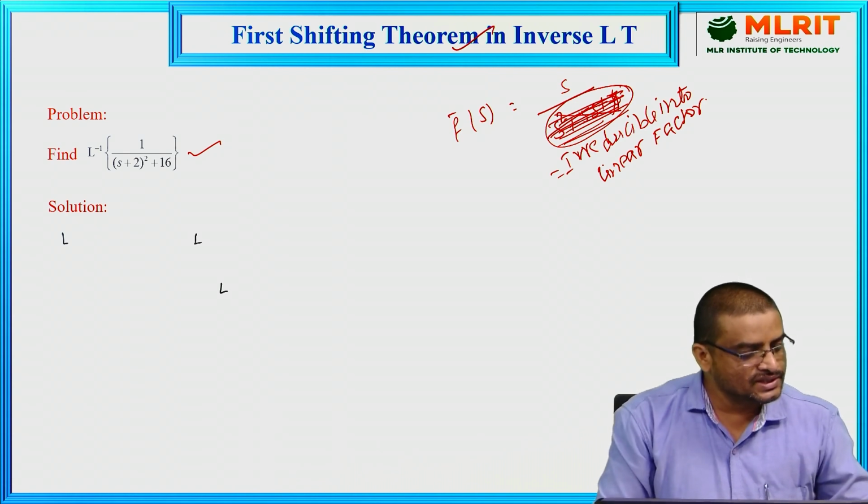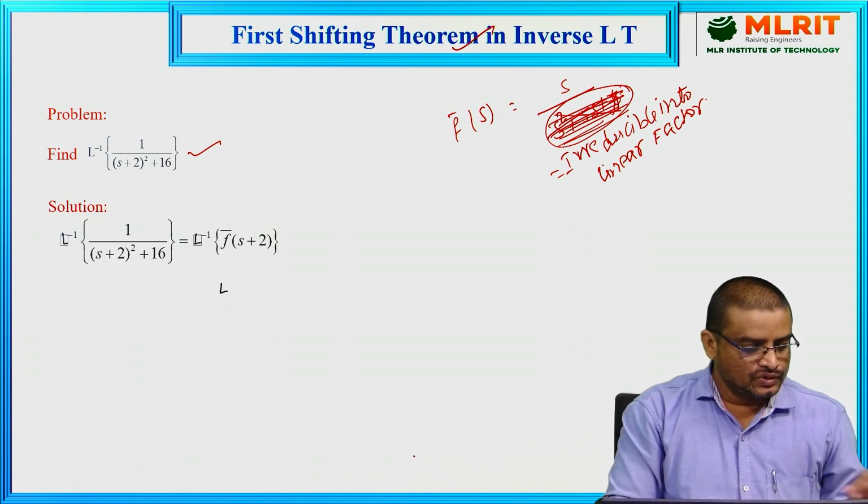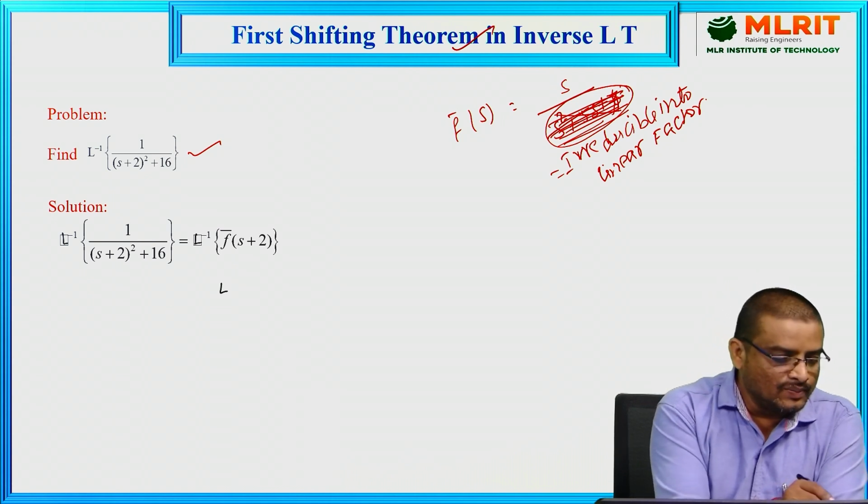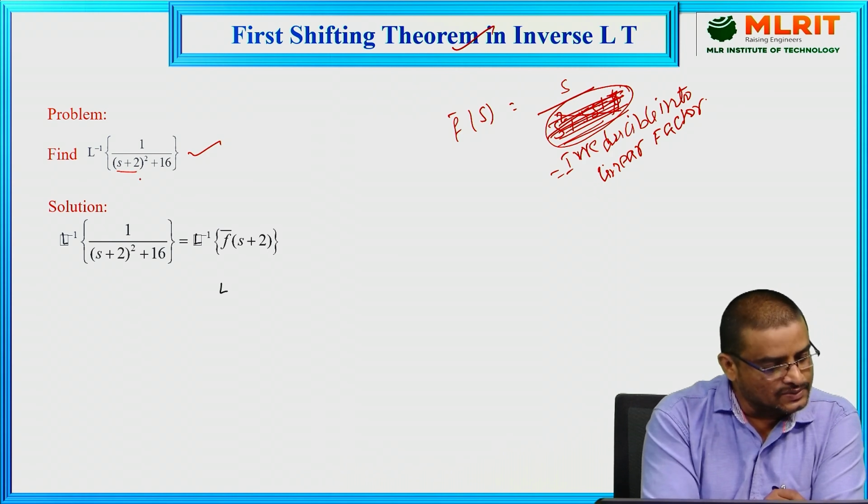Now let us take this example here. This is already given in the standard form. In place of s here we have s plus 2.